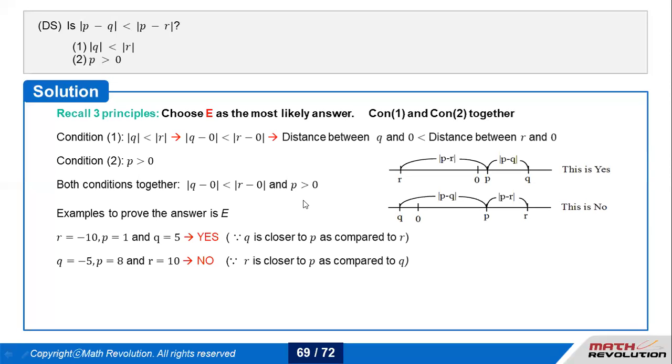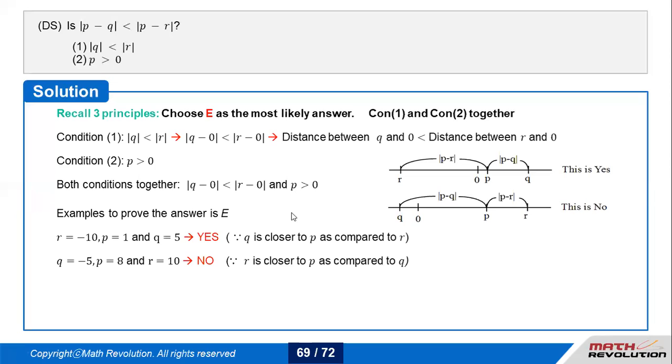So p is already greater than 0. The distance between p and r is shown here in the diagram, which is modulus of p minus r. So if we are taking the points as r, p, q, then the distance of p minus r is greater than the distance of p minus q. But if you're taking the points as q, p, r here, then the distance of p minus q would be greater than the distance of p minus r.